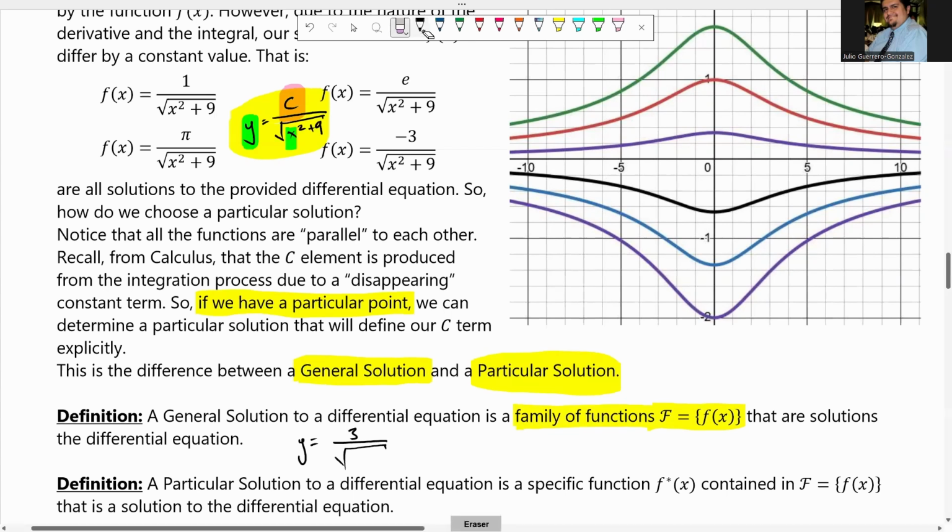whoops, sorry, the other way around. Look at me go. Come on. C over x squared plus 9.